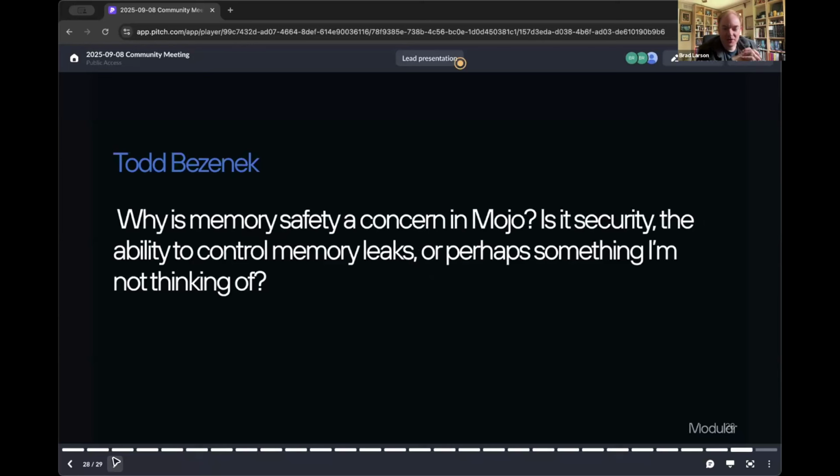Why is memory safety a concern in Mojo? Is it security, the ability to control memory leaks, or perhaps something I'm not thinking of? We don't have Chris in here, right? But if thinking very far into the future, there is certain desire to get Mojo to the level where it's an alternative to Rust, right? And if you want the language to be useful in embedded systems, in serious programming, somewhere outside of kernels, you probably need a memory safe language. It's a given now.